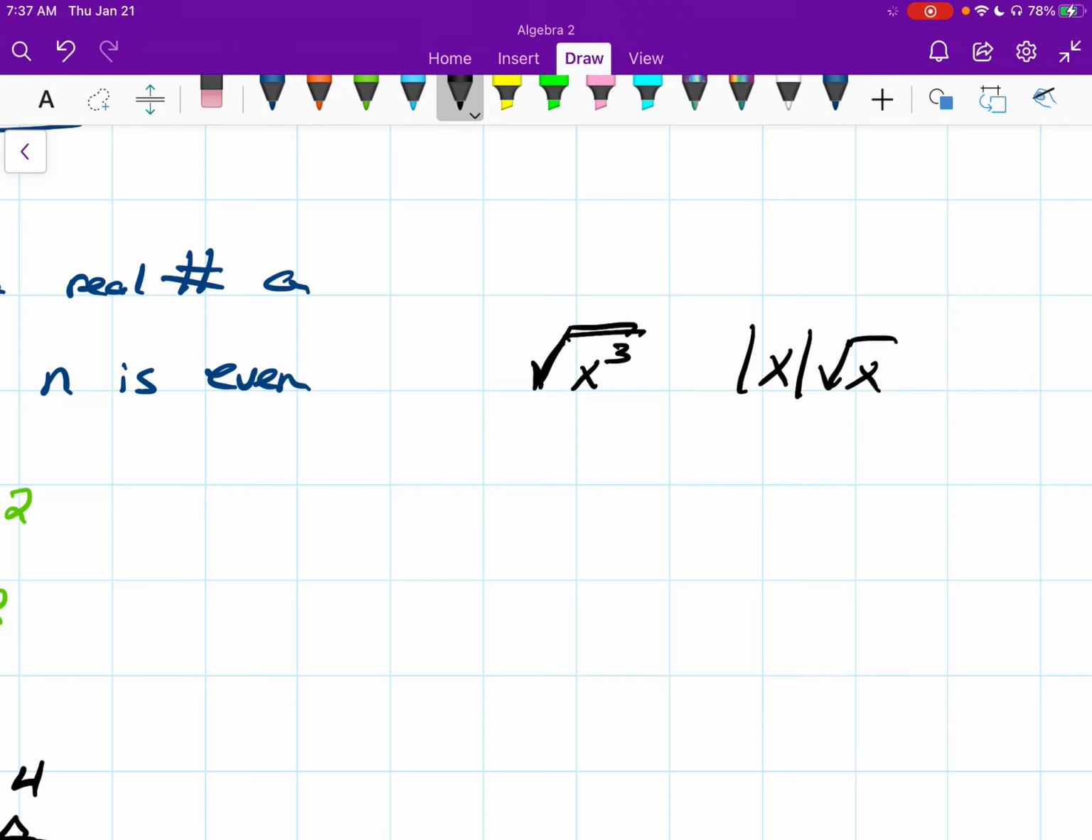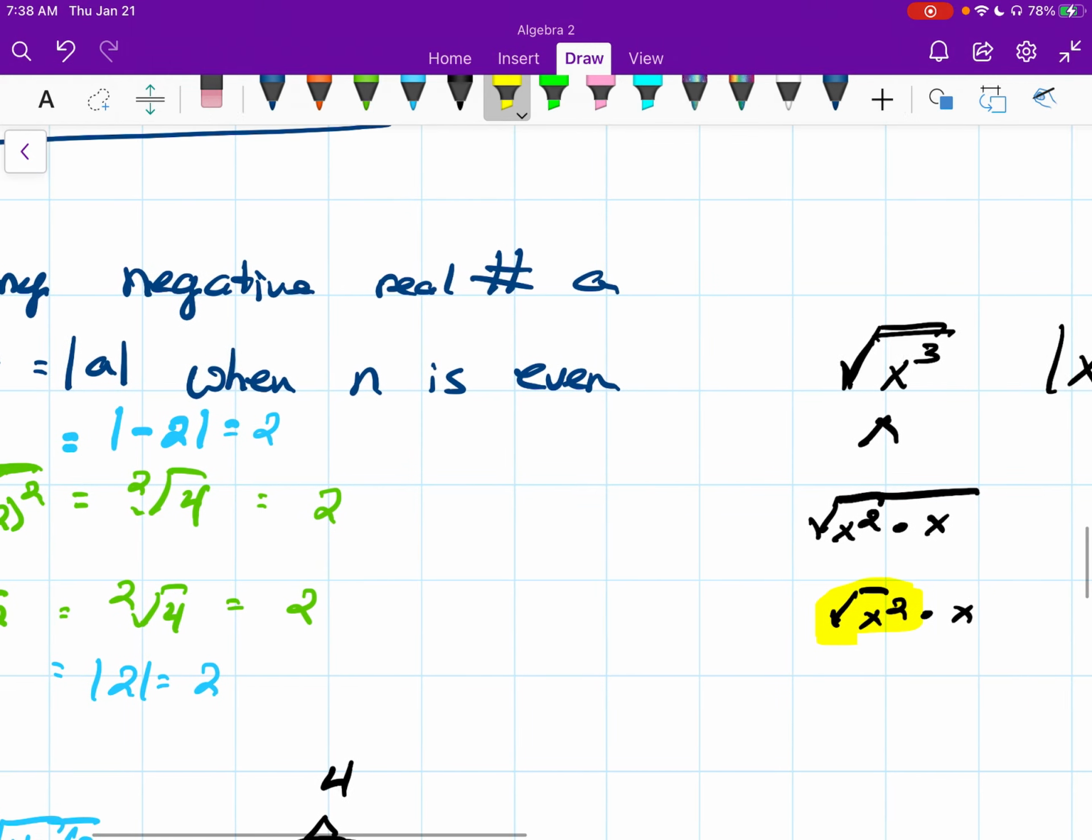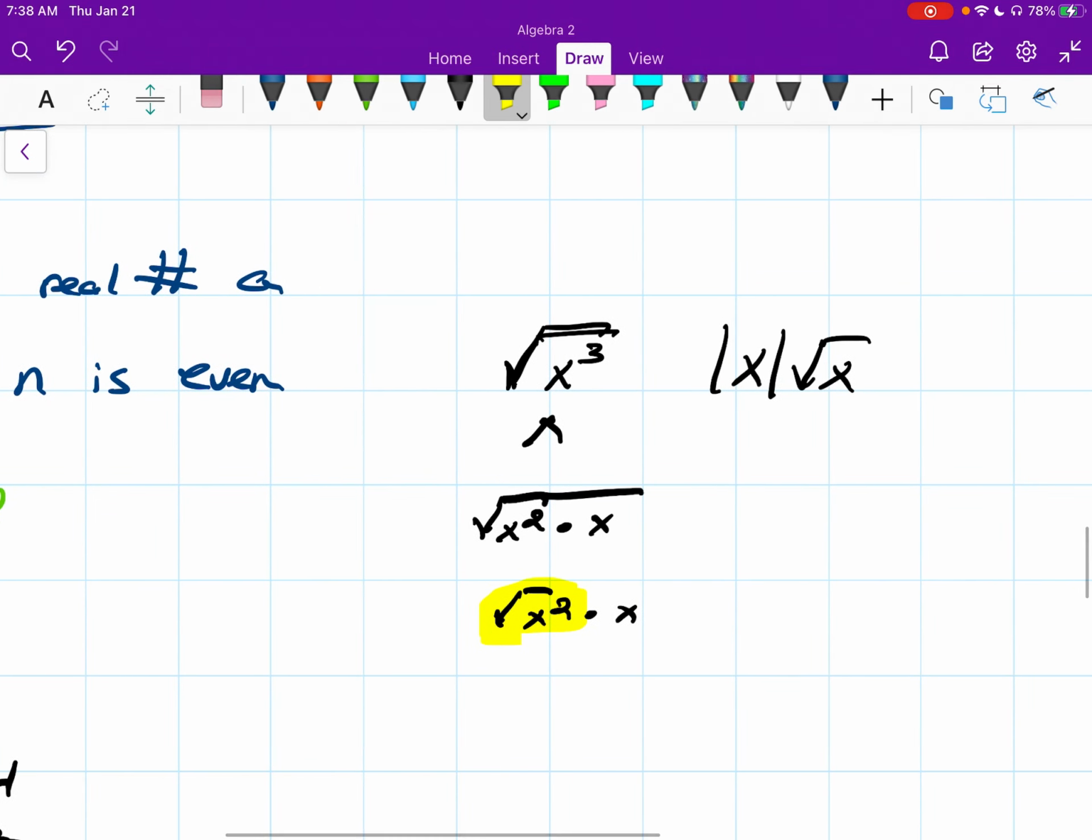Now let me show you why that is. This splits up and I'd have root x squared times x, which is the same thing as root x squared times x. And right here, we have a piece that falls under that theorem, whatever we want to call it, right? Root and then x squared has to have absolute value of x. And then we have our root x, okay? So kind of think about that.